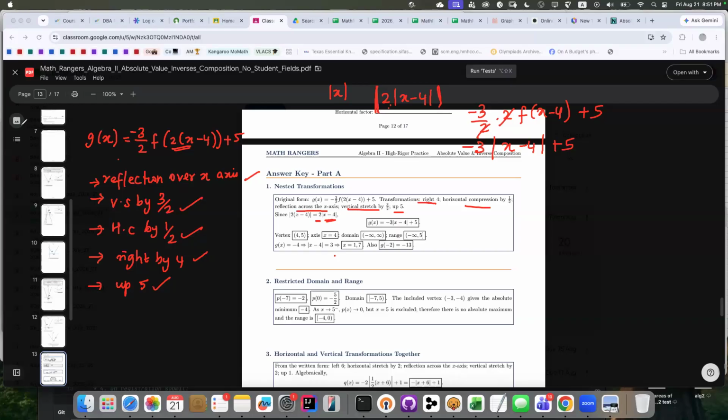I understand. What is the vertex? See, I want you to understand something here. Usually your absolute value functions are of the format a, right? A is your vertical stretch or compression. A less than 0 means A is a negative value, meaning there is a reflection on the x-axis. Then you have 1 by b times x, and inside that you have x minus h, plus k. This is your general format of any absolute value function with all transformations.